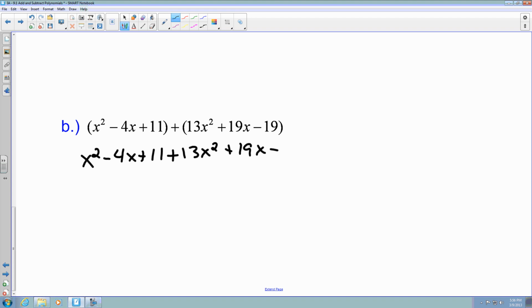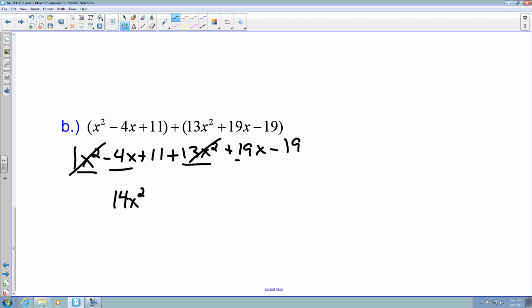That's 13x squared, I'm sorry. And then all we have to do is combine like terms. So I have this one here and this one here. And we must remember that even though it just says x squared, this is exactly like saying 1x squared. So if I have x squared plus 13x squared, the sum is 14x squared. Since I've combined those, I can cross it out.